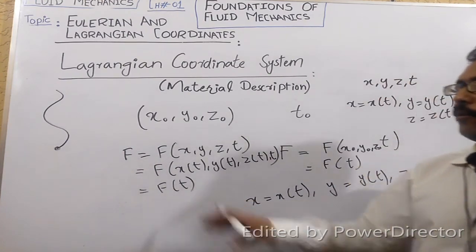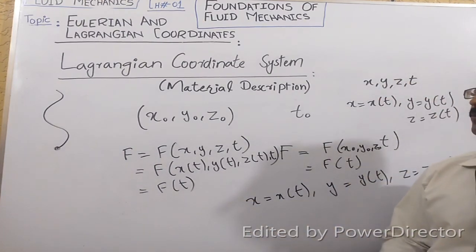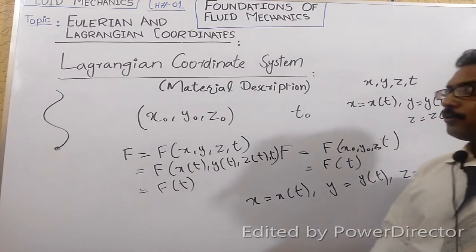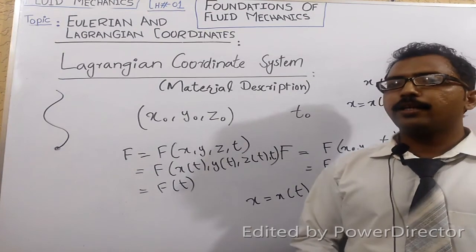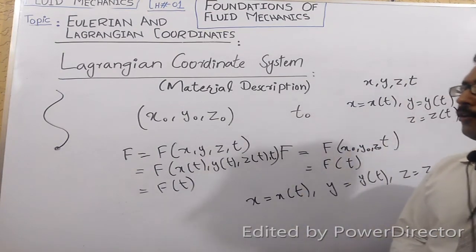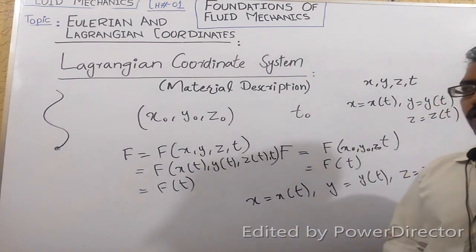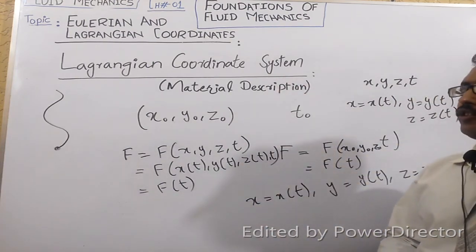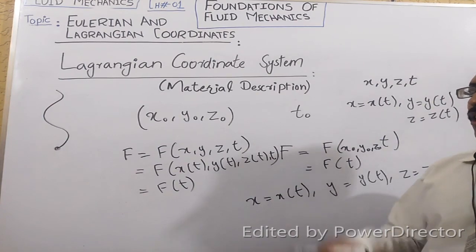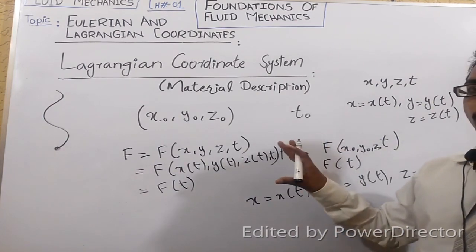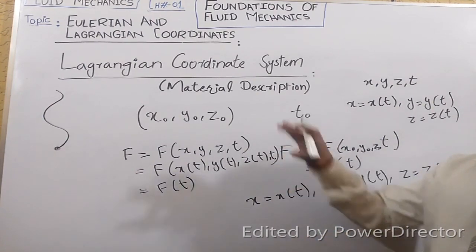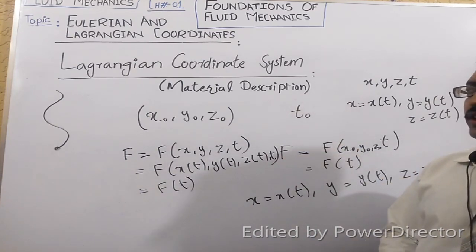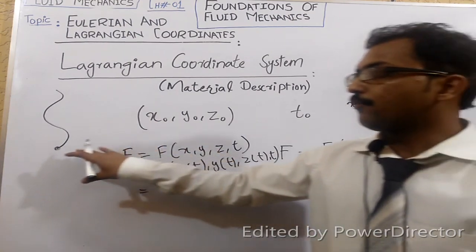Okay, I hope that you have now understood the difference between the Eulerian coordinate system and the Lagrangian coordinate system. As a final comment, I will say that in order to derive the equations of laws of conservation in the Eulerian description, we have to apply the laws of conservation on the fixed control volumes, and in the case of the Lagrangian coordinate system, we have to apply the principles of conservation to the moving fluid elements.